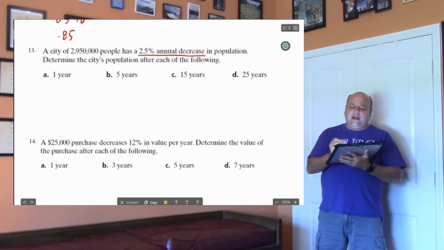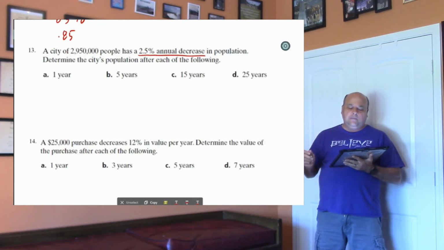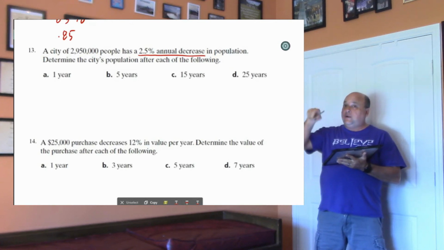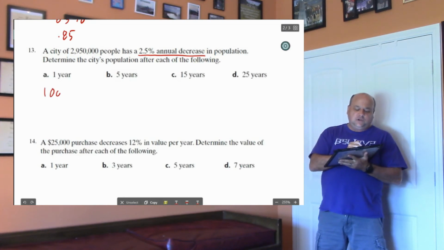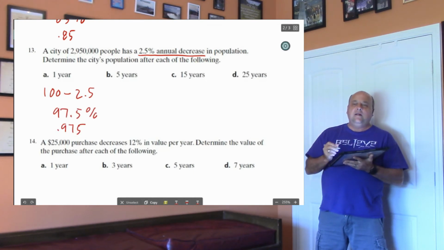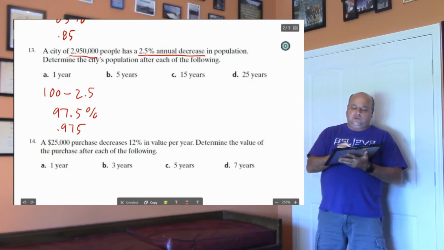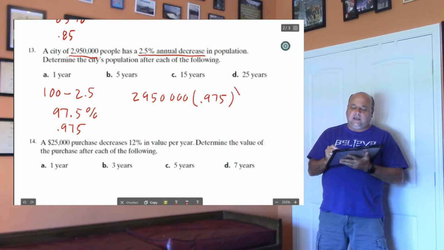It has a 2.5% decrease, okay? Determine the population after each year. So this isn't going to go down by much. So 100 minus 2.5, that's going to be 97.5%, which is 0.975. That's going to be our common product. This is our starting amount. So 292,950,000 parentheses 0.975 to the x power.